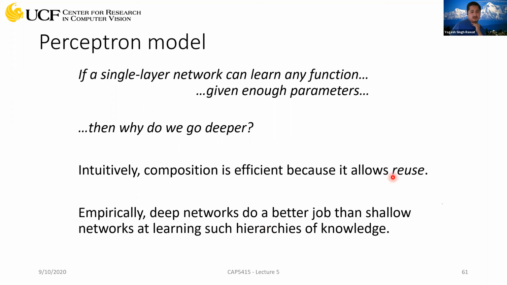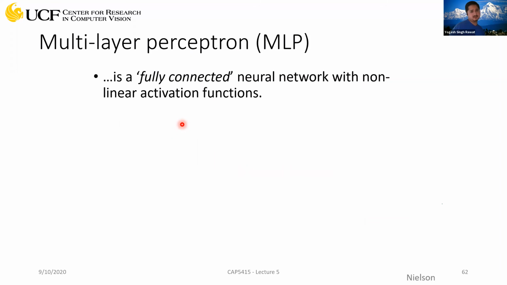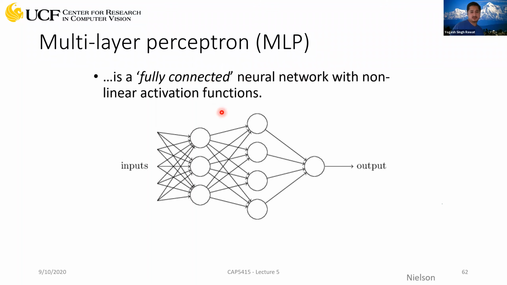Because of this reuse, deep networks are better than just a single-level perceptron. If you have to implement something in a single layer, you will need lots of parameters. To avoid that, you can develop a deep network with fewer neurons in each layer. That will increase the composition power of your network. And that's why we have multi-layer perceptrons, also called fully connected networks, and we have nonlinear activations. This is a simple example, which is a 2-layer MLP. We also call these feed-forward neural networks.